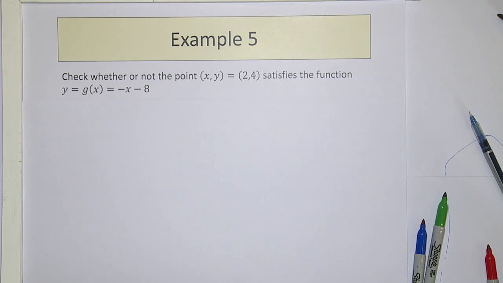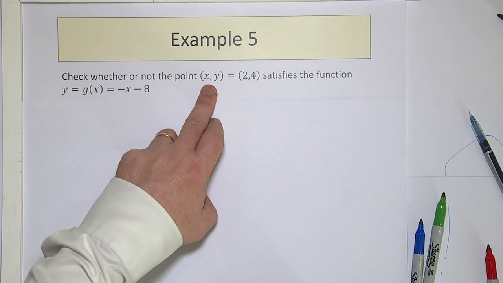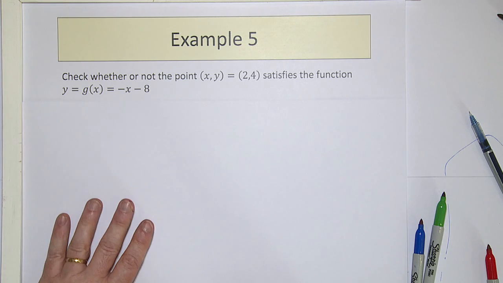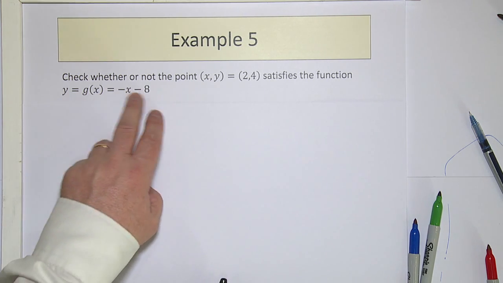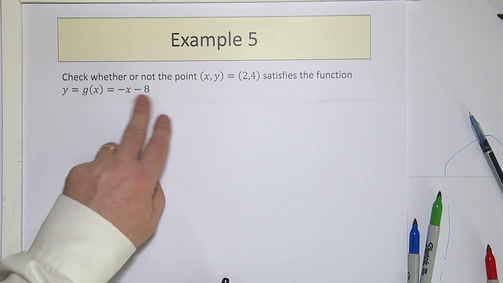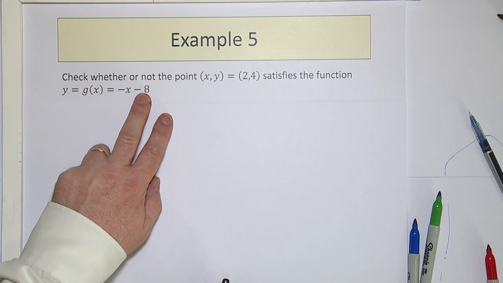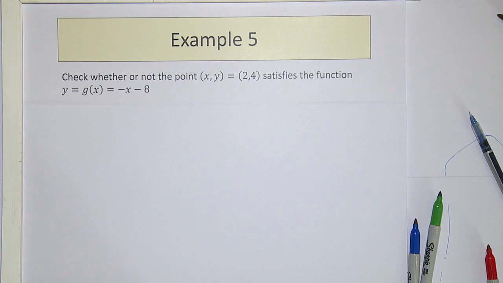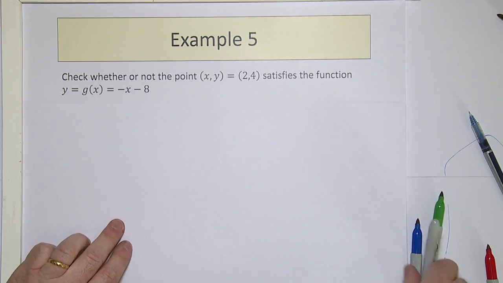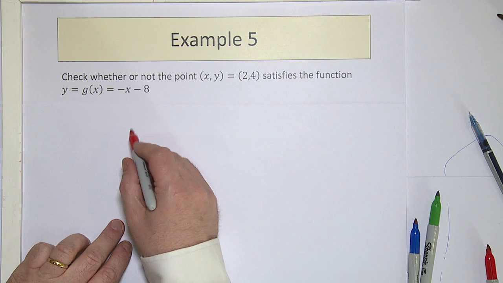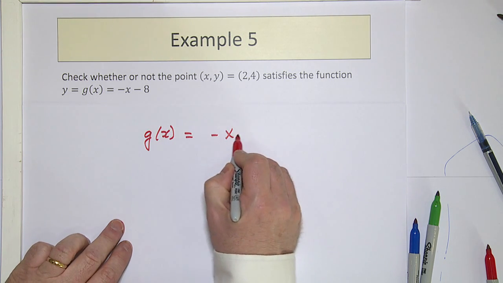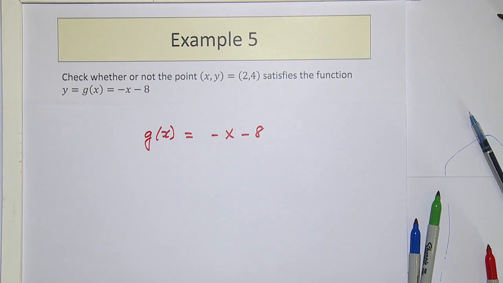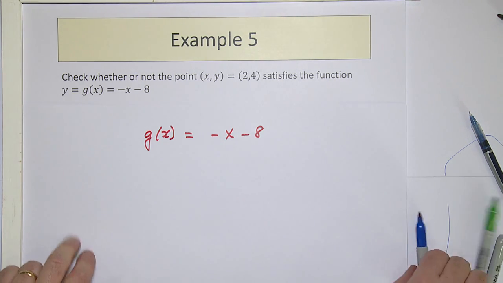Okay, returning to this question. Check whether the point (x, y) equal to (2, 4) satisfies the function. You may not have time, or it may not be given as a requirement to draw the graph. So you'll have to just work on the algebra of it. And it says (x, y) is (2, 4). So really what they're saying is g(x), in this case, is equal to minus x minus 8. But it's still always going to be (x, y).